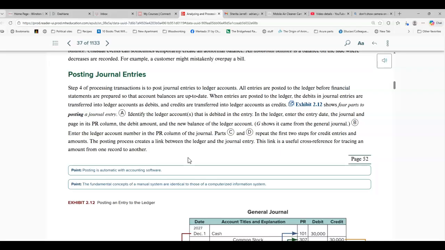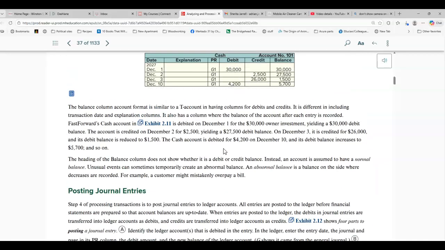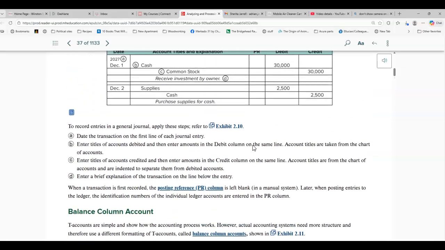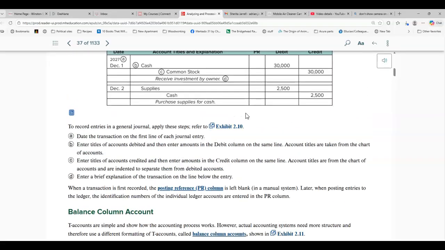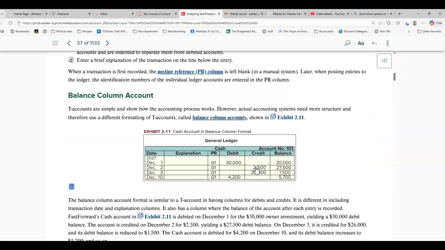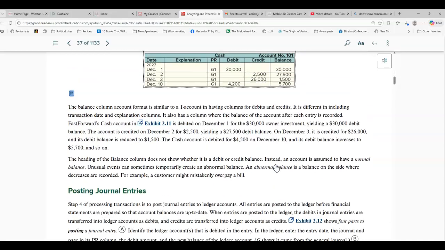When journal entries are posted to the ledger, the debits in the journal entries are transferred to the ledger accounts as debits, and credits are transferred as credits. All you have to do is take the number. It's a debit amount up here going to the cash account. I'm going to go to the cash account and put it in as a debit. Here was an entry that is a credit to the cash account. I'm going to go down and put it in the credit column of the cash account.